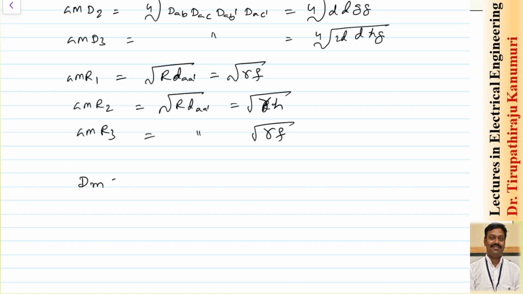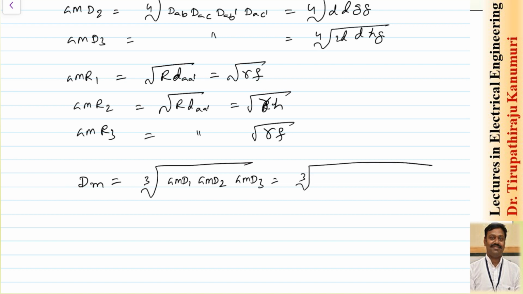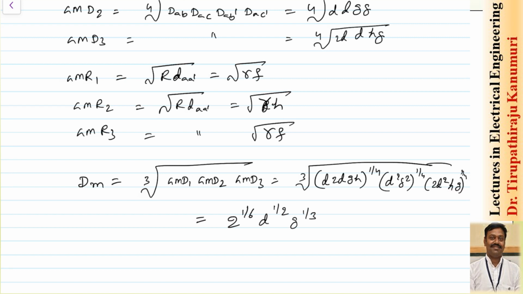So now the total or average value of the GMD will be equal to cube root of GMD1 multiplied by GMD2 multiplied by GMD3. This will become cube root of, so whatever the values we have seen till now, those things we have to calculate. This will be D multiplied by 2D multiplied by G into H whole to the power of 1 by 4. Second one is D square G square whole to the power of 1 by 4. Third one is 2 into D square into H into G whole to the power of 1 by 4. These are the values. So if you simplify them, you will get it as 2 to the power of 1 by 6, D to the power of 1 by 2, G to the power of 1 by 3 and H to the power of 1 by 6.